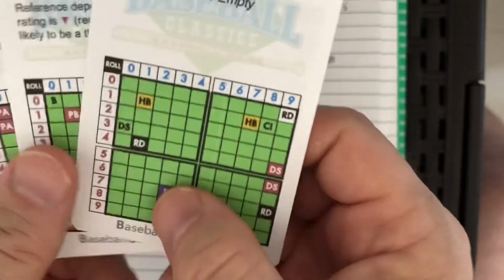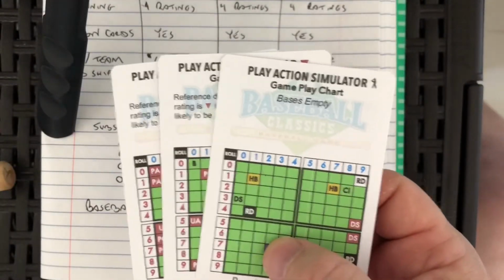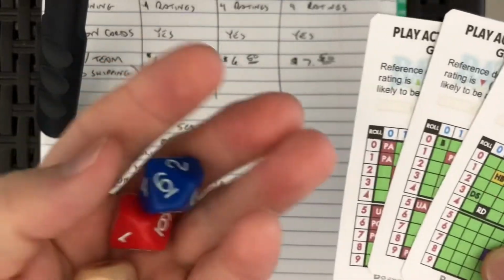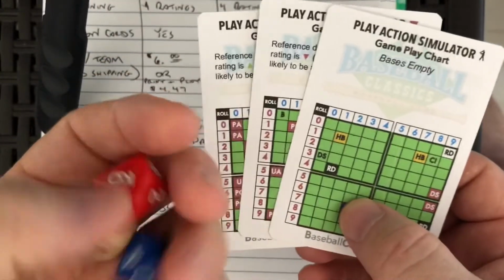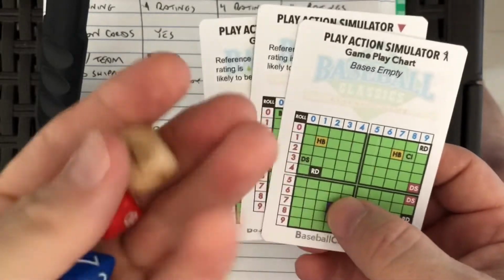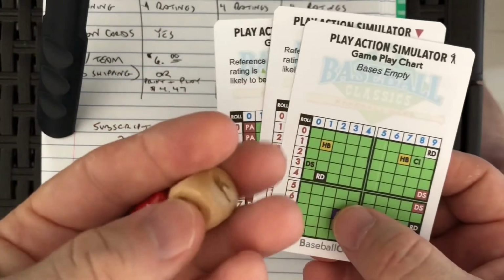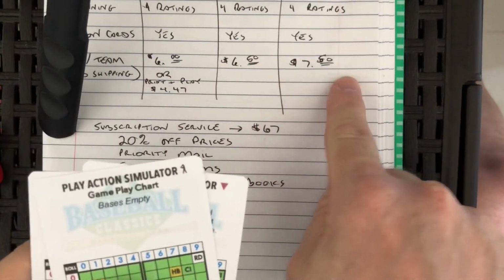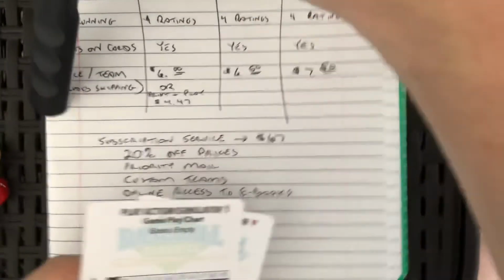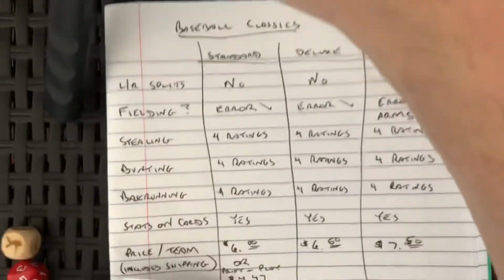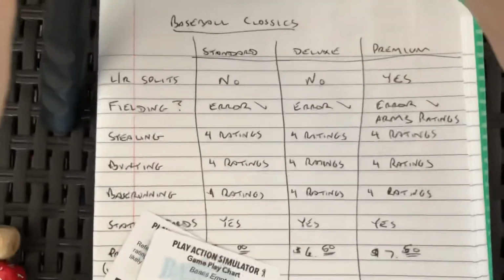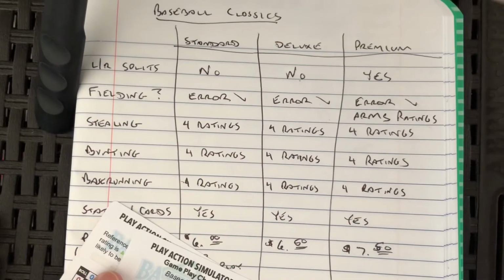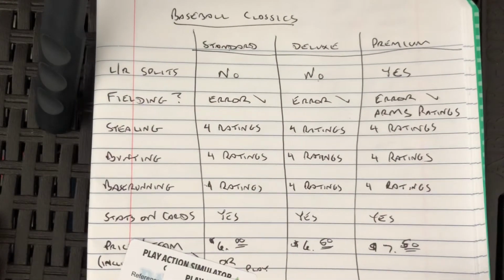But to do this, you increase your time of your game by about a third because you're rolling this for the start of every at-bat. I find it, for me, I find it silly and I don't use the play action simulator. But if you use the deluxe or the premium versions of the game, let's go back to where we can see the chart here, then the play action simulator does or can potentially come into play for you if you choose.